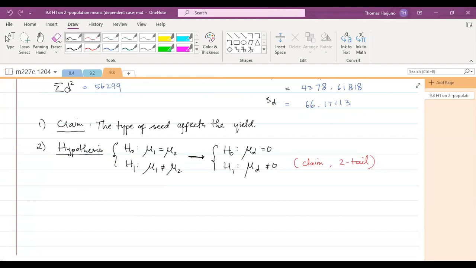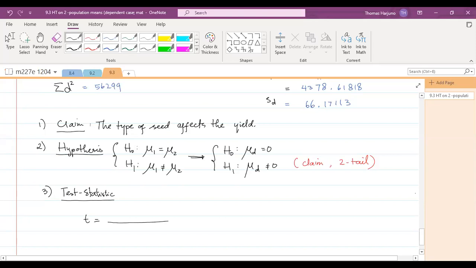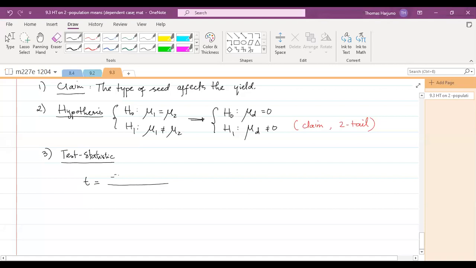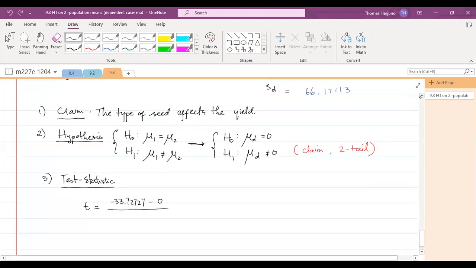Then step 3, test statistic. T equals the difference, I think it's negative 33 here. It's negative 33.72727 minus 0 over SD, which is 66.17113 over 11.